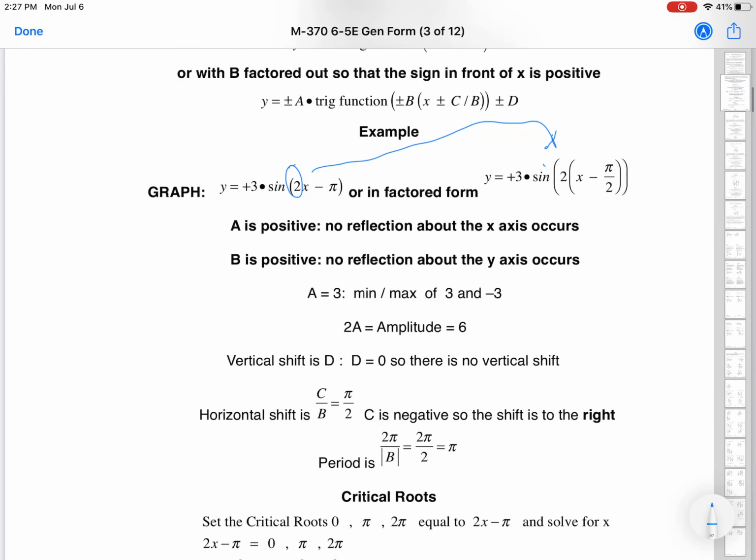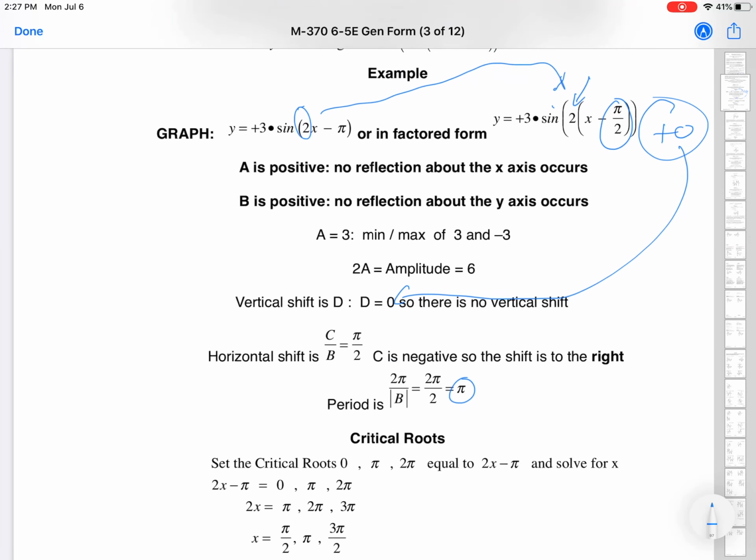A vertical shift is how far it's going up and down. There is nothing being added out here, so there's no vertical shift. And then the C over B relationship from the original is right here. It's pi over 2, and it's shifted to the right because this guy's negative. So we're going to shift pi over 2 units to the right. And remember, this 2 out here adjusts our period, so our new period is just pi.